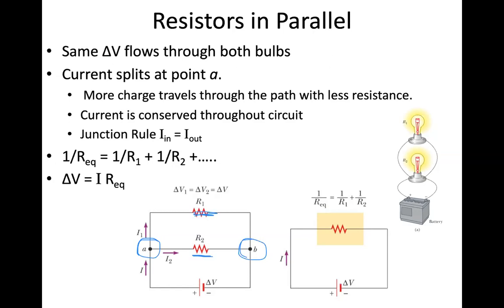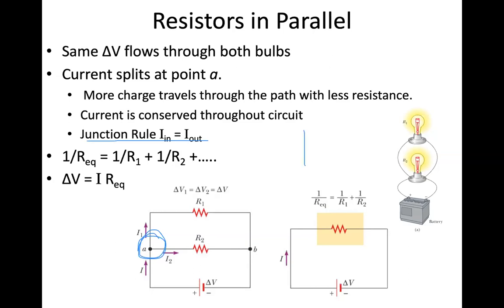A lower resistor will have more current, such that current is conserved throughout the circuit. So whatever comes out of the battery on the positive side must come back into the battery on the negative side, but it does split. That split is called the junction rule. Whatever current flows into a certain junction has to equal the current that flows out of a certain junction.